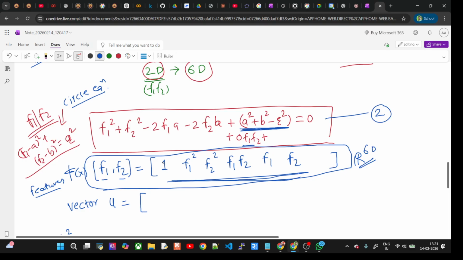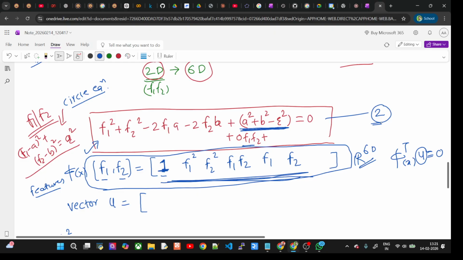Now how will you get the constant value when you multiply with this equation? You are trying to get this equation number 2 from this line, where this is the equation and this is a feature map. You are trying to do f transpose x, multiplying with this u to get your equation. How do you get it? This 1 is your constant.